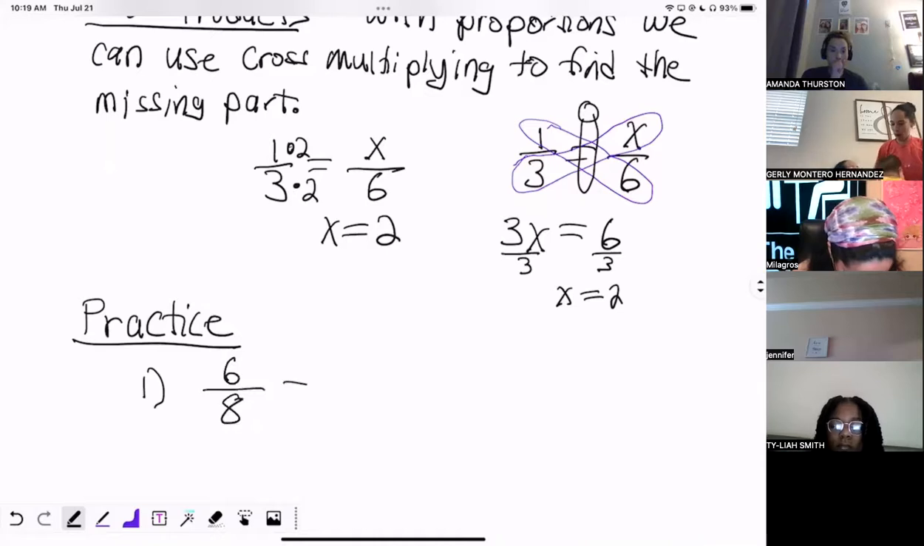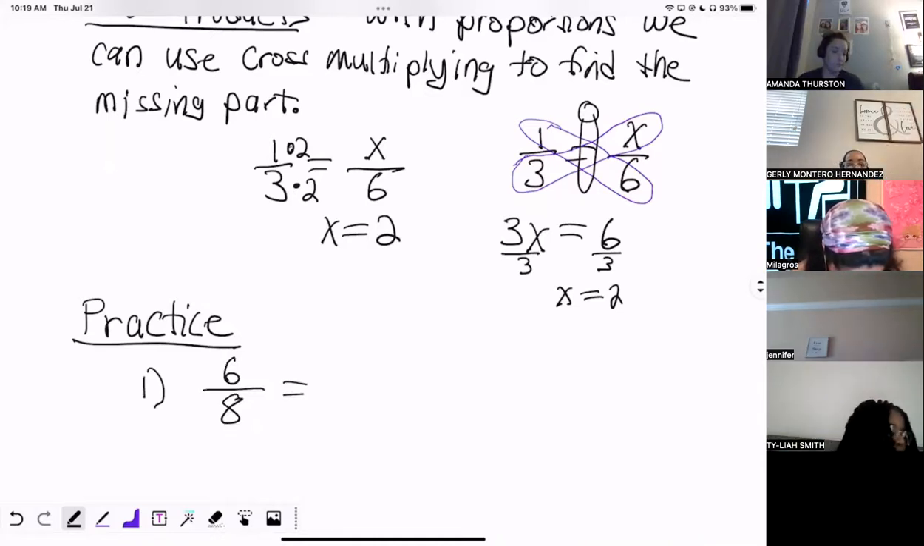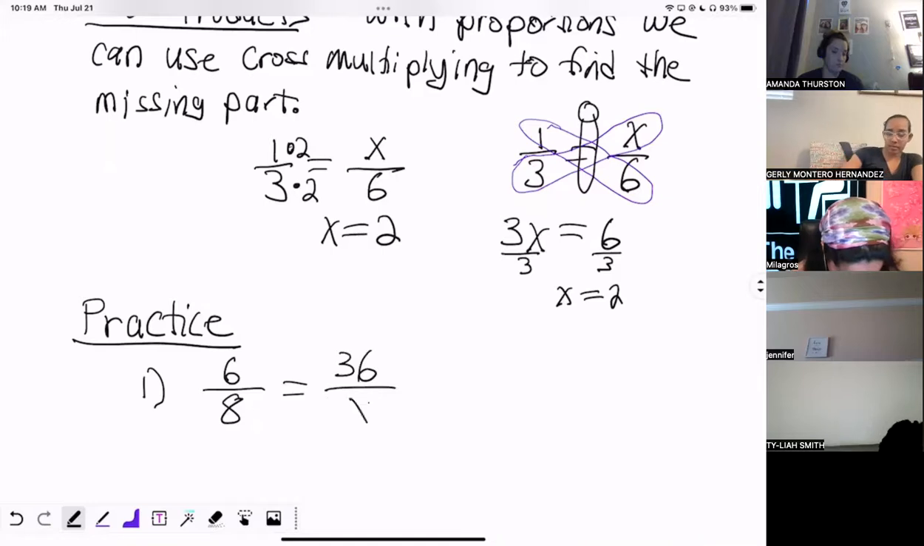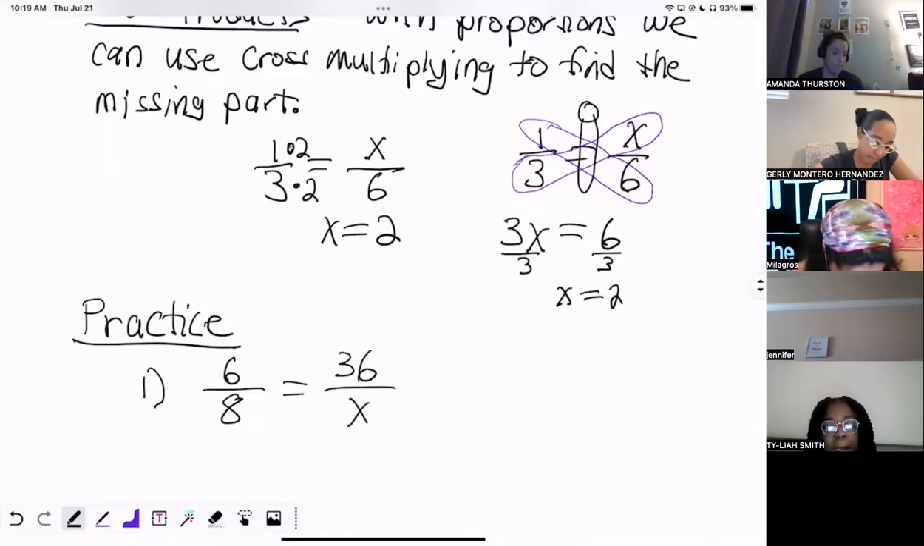Okay, so let's look at 6/8 is equal to, now I'm going to make the x in the bottom, 36/x. Doesn't matter what the x is. It doesn't have to be an x either. It can be a y or whatever, a variable. So we're going to look at this one. I did it on purpose, so we can do it two ways.